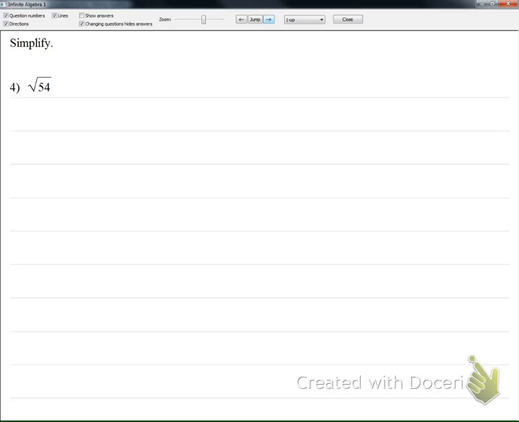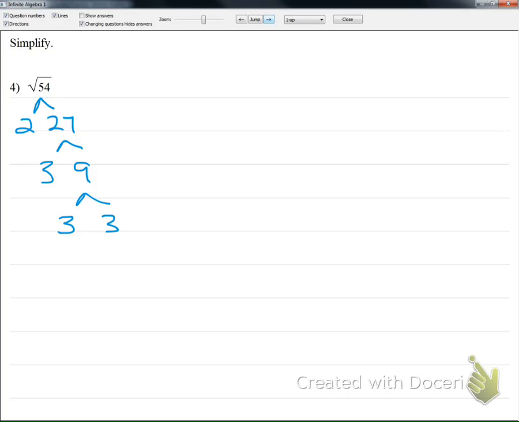Okay, square root of 54, you ready? Did you divide by 2? You can get 27. And then that couldn't be divisible by 2, but you could divide it by 3, which is 9. And 9 can be divided by 3, which is 3. So how'd you do on your factor tree?